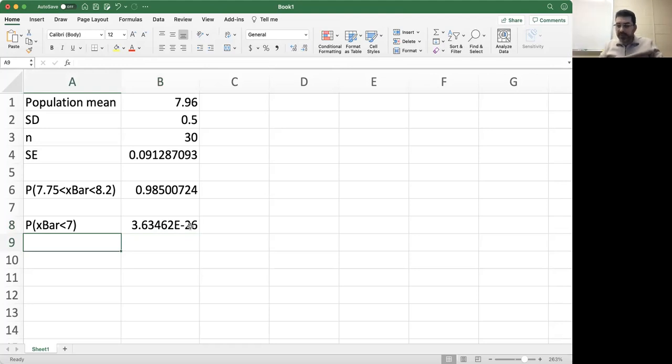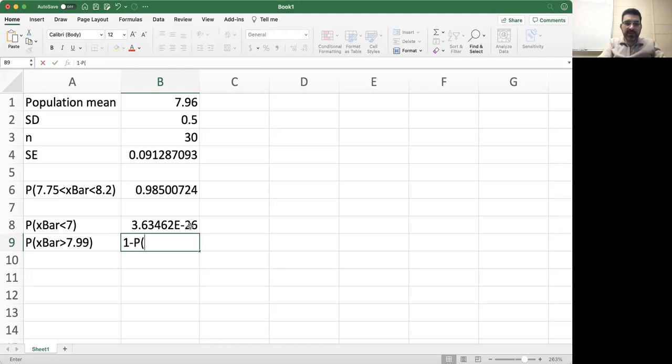The third probability is to find the probability that X bar is greater than 7.99. So again, we need here the area to the right, not to the left. So we have to apply the complement rule: 1 minus the probability that X bar is less than 7.99. How do we translate it to an Excel function?